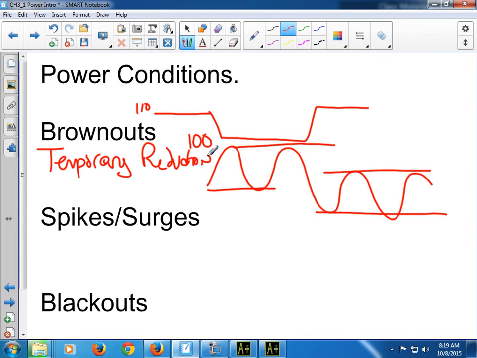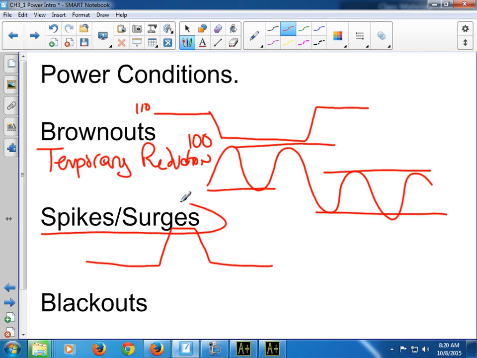Okay, a surge or a spike is the opposite. It's a temporary increase in power, most noticed during an electrical storm because the increase is a lot. So a surge or spike is when we're going along and it goes up some amount, could be for a while, and then comes back down.